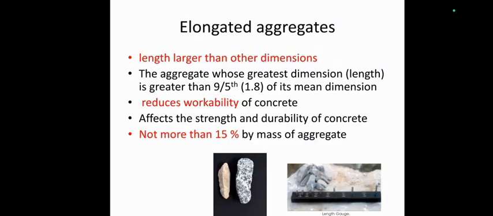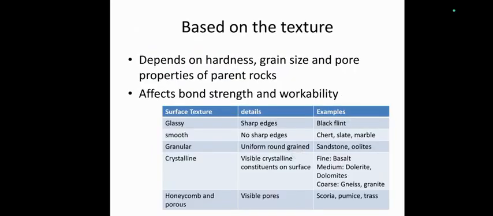And next one is elongated. Elongated aggregate means any one size will have a longer dimension. That means its greatest dimension is longer than 9 by 5 times, or 1.8 times, of the mean dimension. If you use this one, it also reduces the workability and strength will also be affected. As in the previous case, its maximum percentage should be restricted to 15 percent.